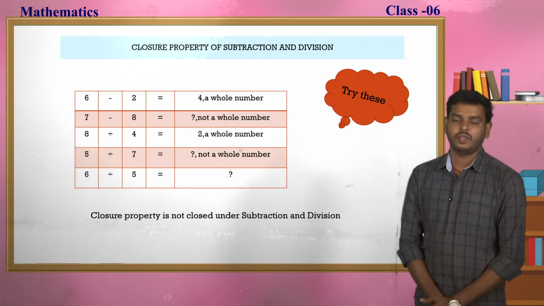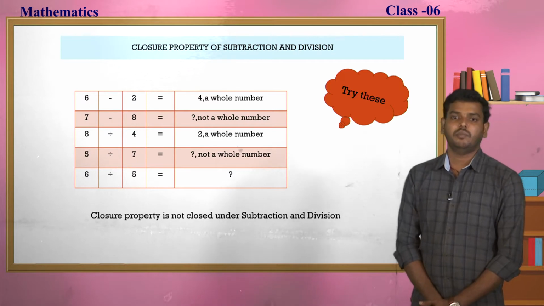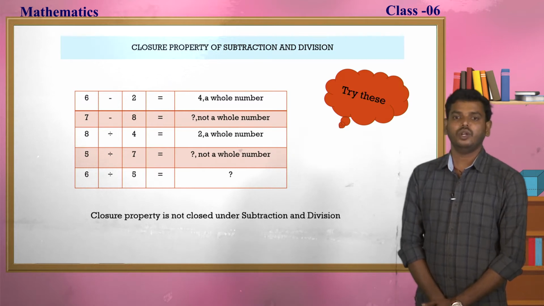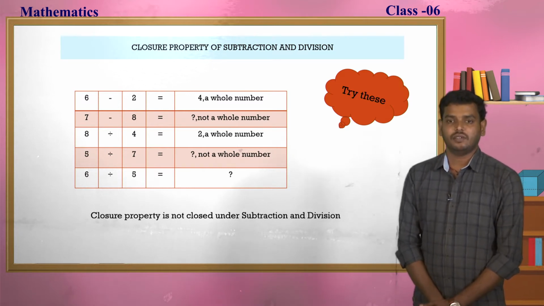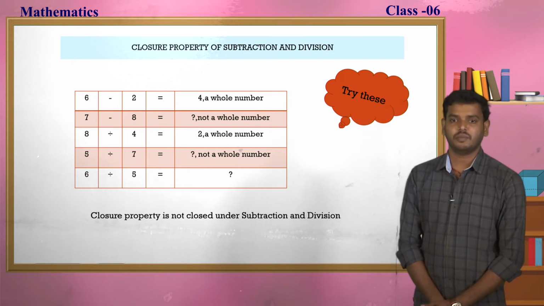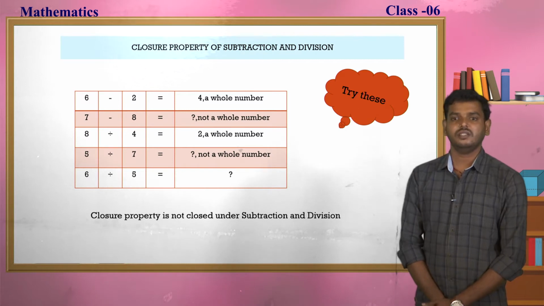and division. So, first thing, 6 minus 2 is equal to, yes, of course, 4. 4 is a whole number. What about 7 minus 8? 7 minus 8 is equal to, yes, we cannot subtract this, children. Is it correct? Hence, we can say that it is not a whole number.